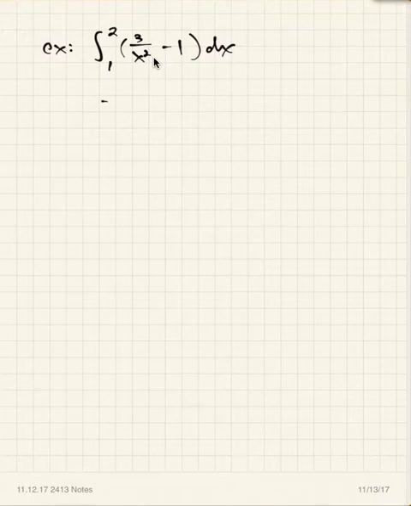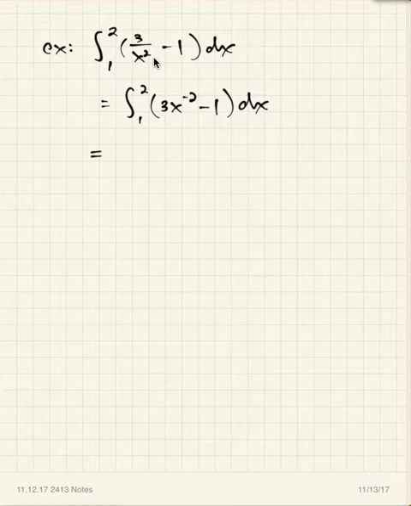And so the first thing we're going to need to do is go ahead and write this so we can use the power rule like this. So you bring the x squared to the numerator, and you get 3x to the negative 2. And now we're ready to write an antiderivative using the power rule. We add 1 to the exponent, put the reciprocal in front, which gives me negative 3. The antiderivative for 1 would be x, and this is going to go from 1 to 2.